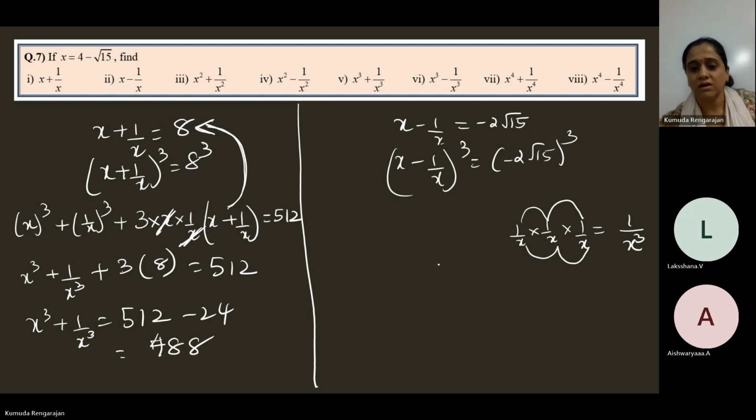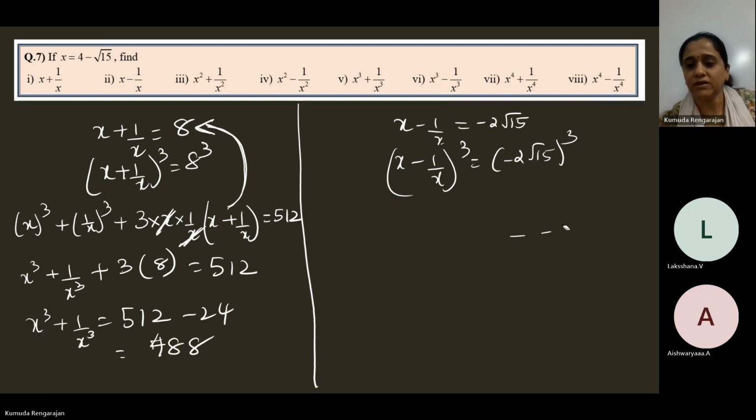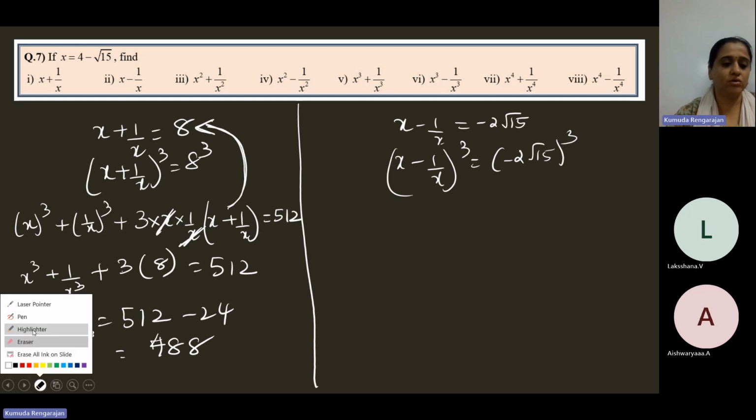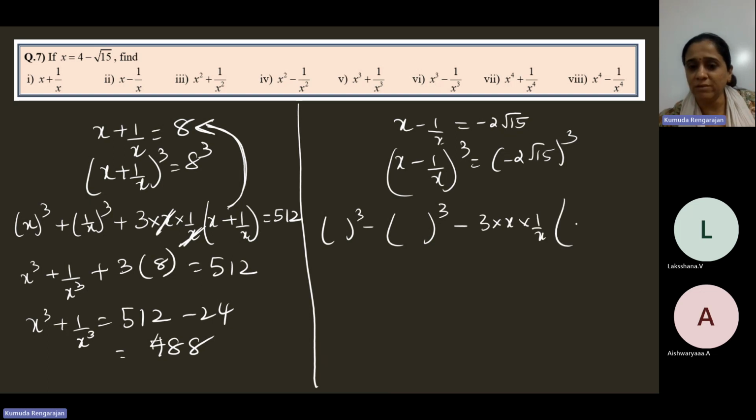Now here, this will be a minus b the whole cubed, which is a cubed minus b cubed minus 3 into a into b into (a - b). So a minus b the whole cubed is a cubed minus b cubed minus 3ab into (a - b), because a is x and b is 1 by x.